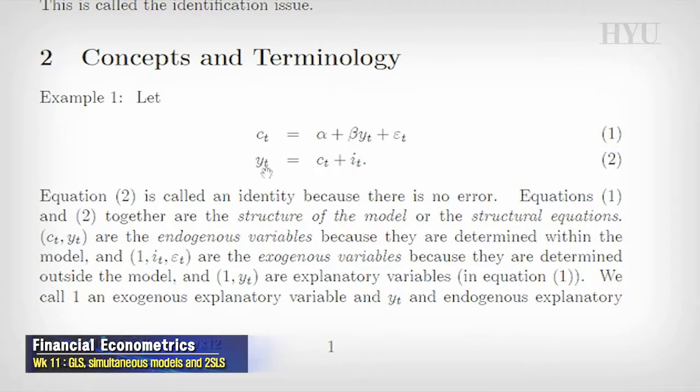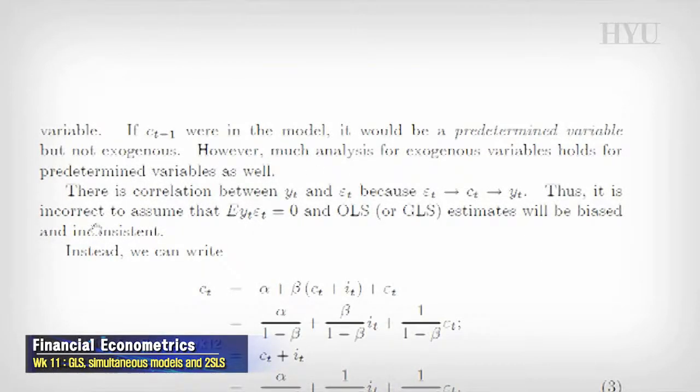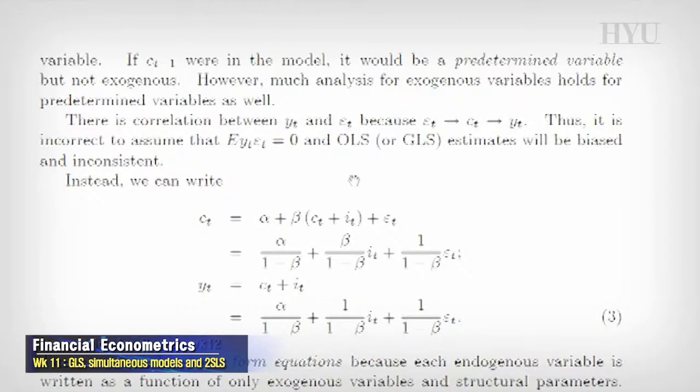Therefore, epsilon_t will affect Y_t. Since epsilon_t will affect Y_t, they are not independent. They are not uncorrelated anymore. They are correlated. Thus, it is incorrect to assume they are uncorrelated, and in the model they are already stated as correlated. Therefore, the OLS estimate, or even GLS, will be biased and inconsistent.